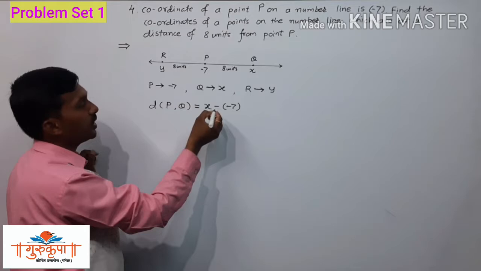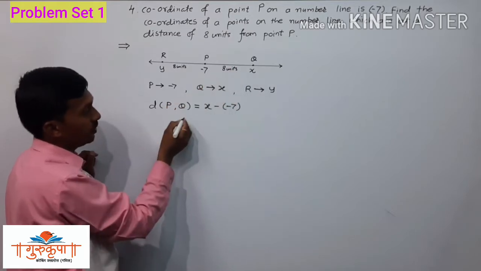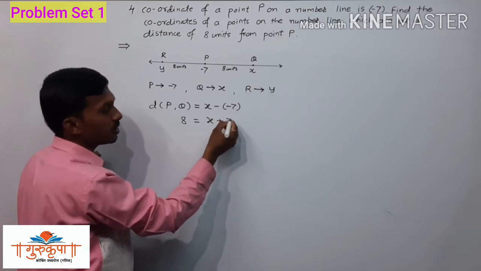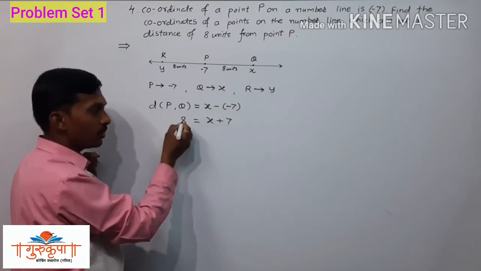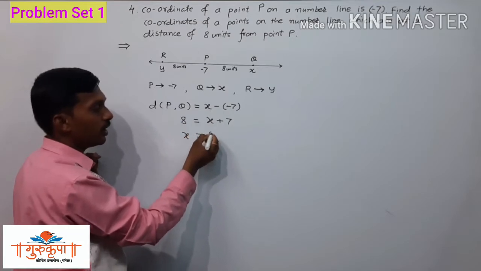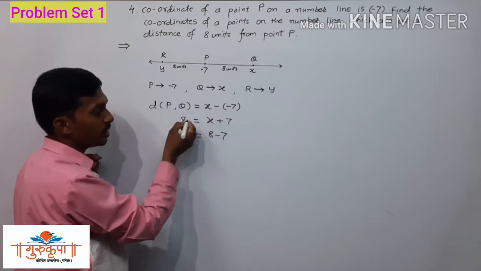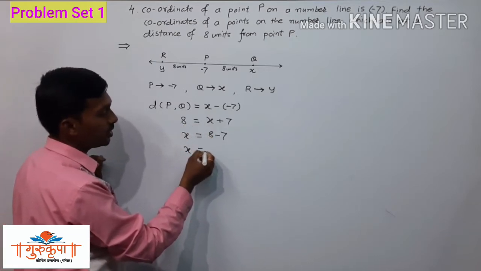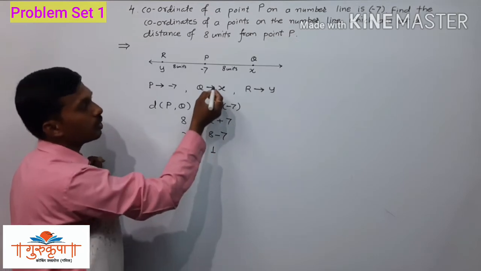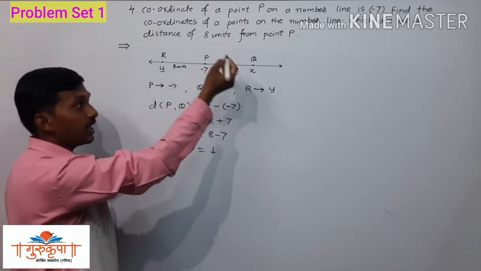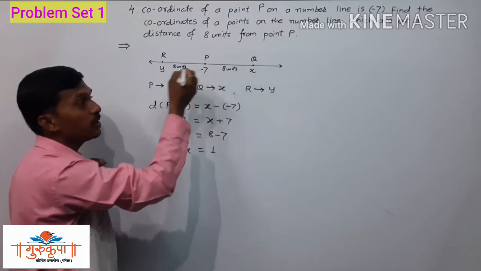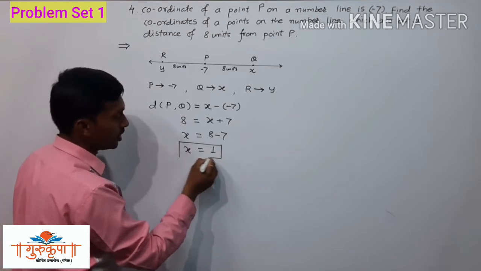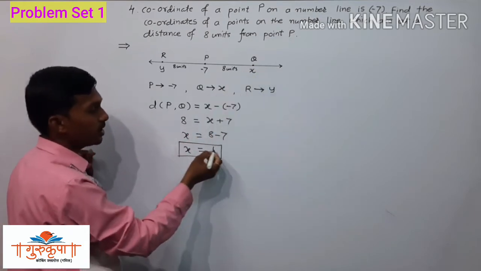Now we can simplify this. Here distance PQ is given as 8 units, so we write 8 here. It is equal to X, minus into minus is plus 7. Now transfer this 7 to the left side. We will get X is equal to 8 minus 7. If we transfer this 7 to the LHS, it becomes 8 minus 7. And now we have X is equal to 1. That is the coordinate of the point Q, which is at a distance of 8 units from the point P, whose coordinate is -7. So this is the answer of the first question. This is the coordinate of the point Q, that is 1.